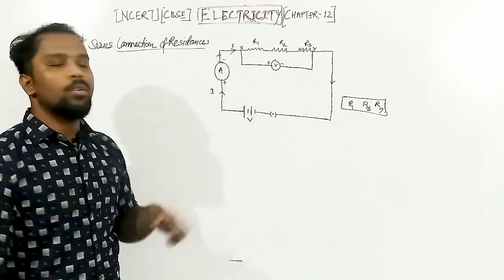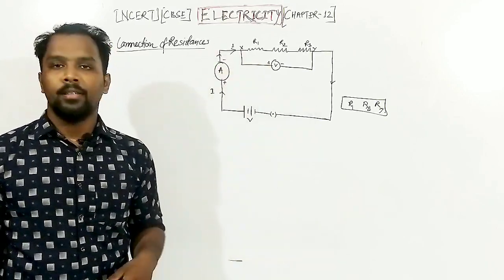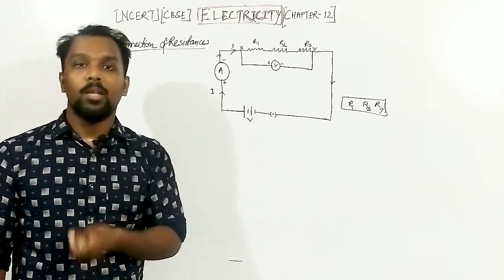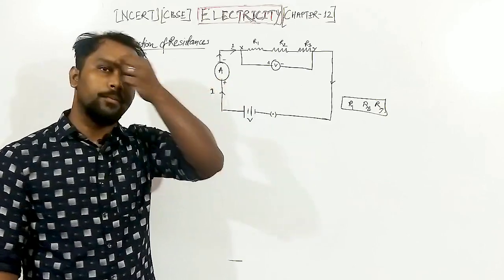Here we have an ammeter which is going to give us information about how much current is flowing through the circuit. Again we have connected one voltmeter, which is going to give us the information about the potential difference in volts, that is, how much potential difference is applied in the circuit. Clear?